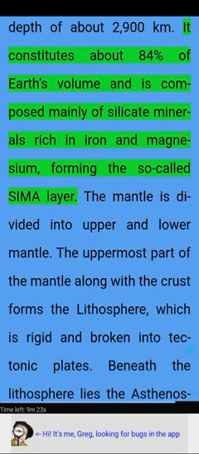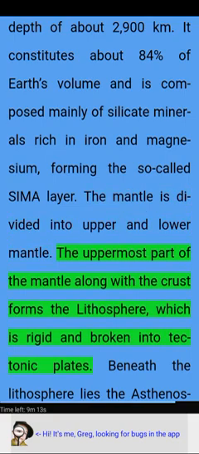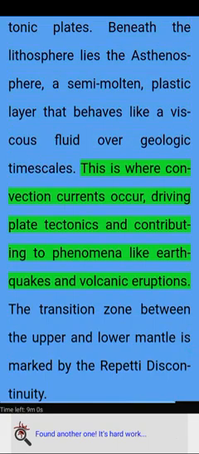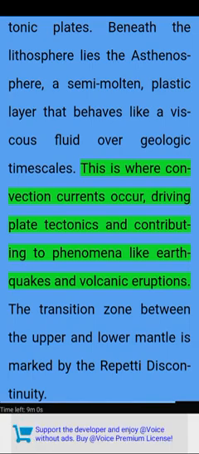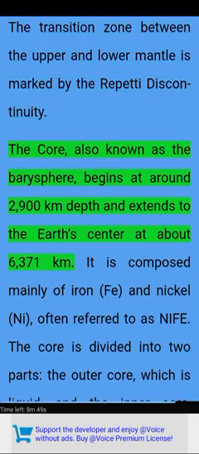It constitutes about 84% of Earth's volume and is composed mainly of silicate minerals rich in iron and magnesium, forming the so-called Sima layer. The mantle is divided into upper and lower mantle. The uppermost part of the mantle along with the crust forms the lithosphere, which is rigid and broken into tectonic plates. Beneath the lithosphere lies the asthenosphere, a semi-molten, plastic layer that behaves like a viscous fluid over geologic timescales. This is where convection currents occur, driving plate tectonics and contributing to phenomena like earthquakes and volcanic eruptions. The transition zone between the upper and lower mantle is marked by the Repetti discontinuity.